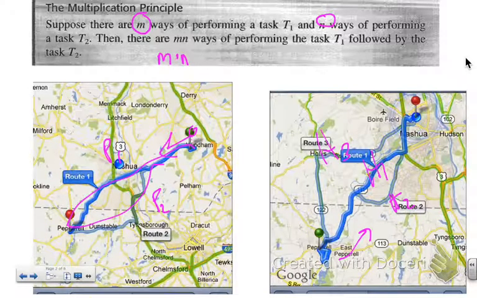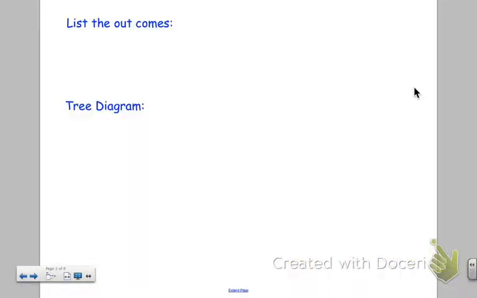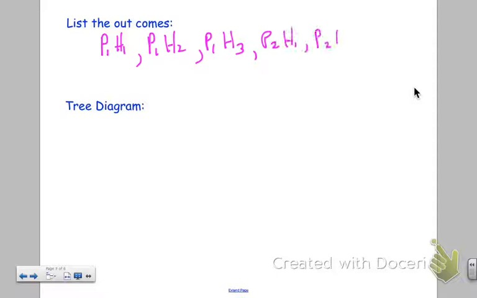So, there are 2 ways that we could figure out how many outcomes are possible. I could list them out, so P1, H1 would be Route 1 from Pepperell to Pepperell, and then Route 1 home, and then these are all the different options. The other way would be to do a tree diagram.